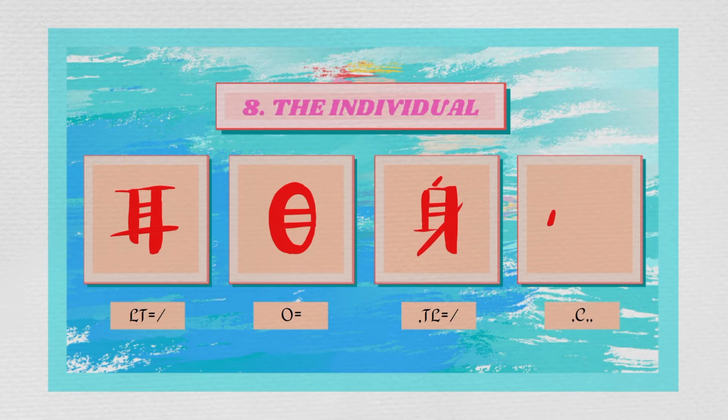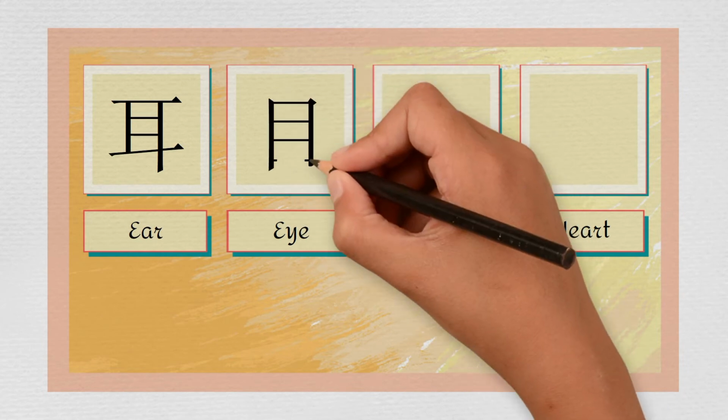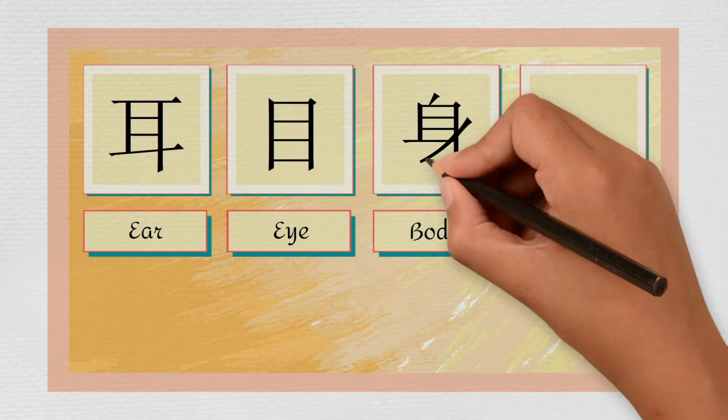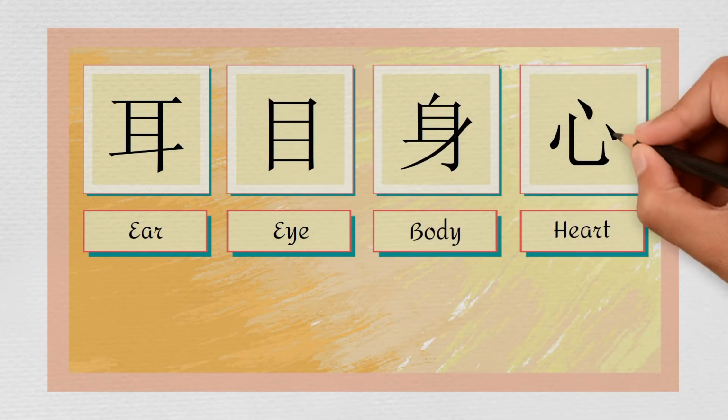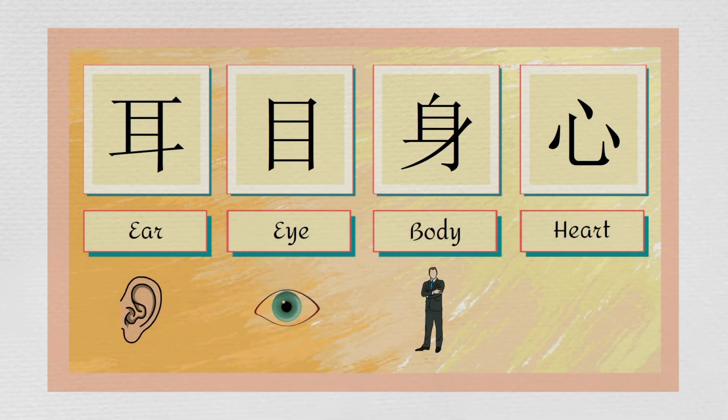The last Chinese character is a heart, which is a simple sketch of the heart, including the heart, blood vessels, and blood. Let's check the regular version of Chinese characters now. The first word here is the ear. The second word is the eye. The third word is the body. And the last word is the heart. In Chinese, the heart also contains the meaning of mind.